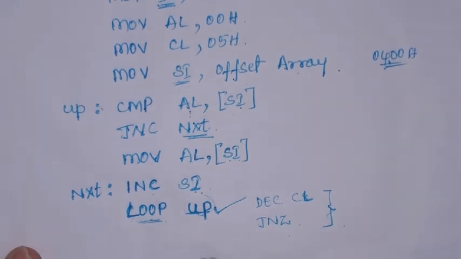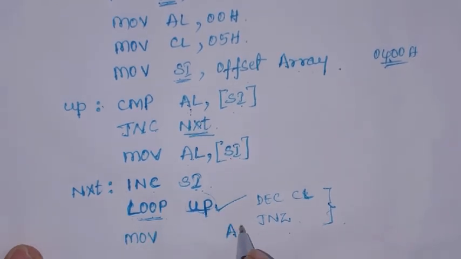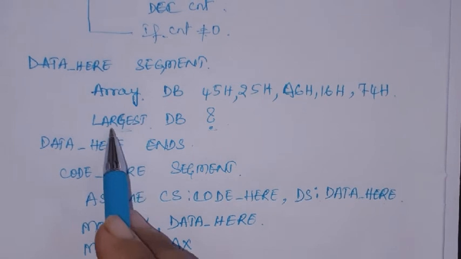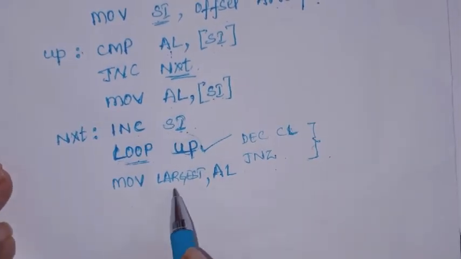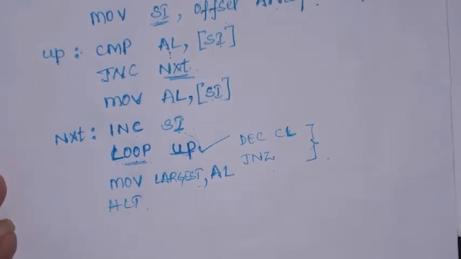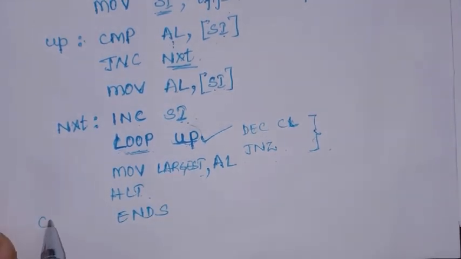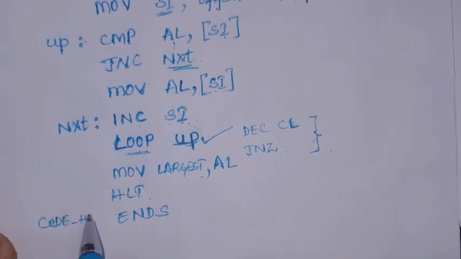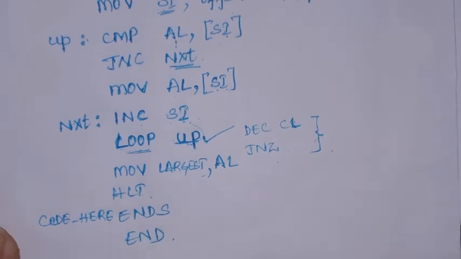Once it comes out of the loop, what should you do? You can write the value which is there, that is the largest number in AL, to the location which you assigned here. This is the largest. So you can send that value to this particular location. AL to largest. Now this is the program halt. Then end of the code segment, and then end of the program.